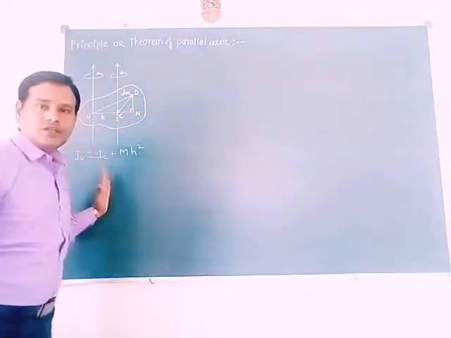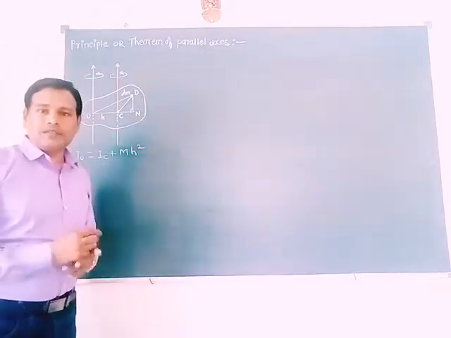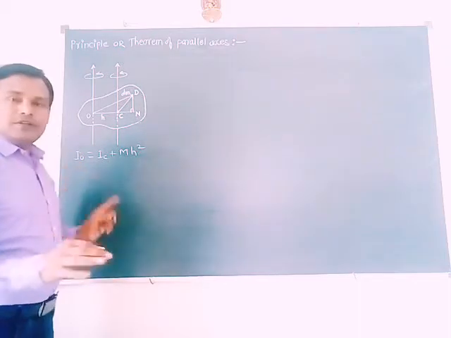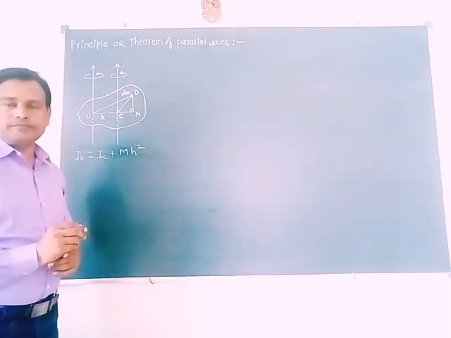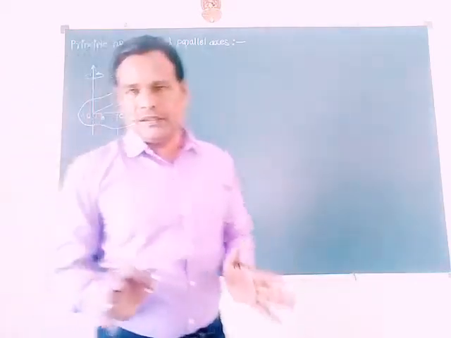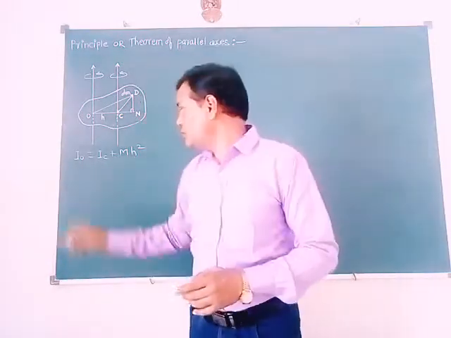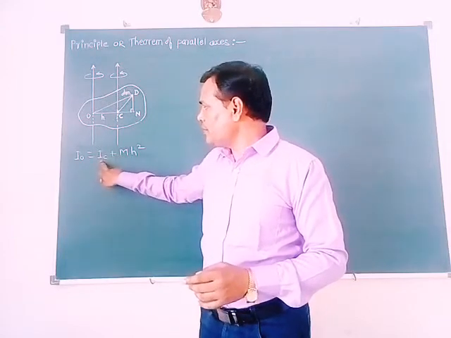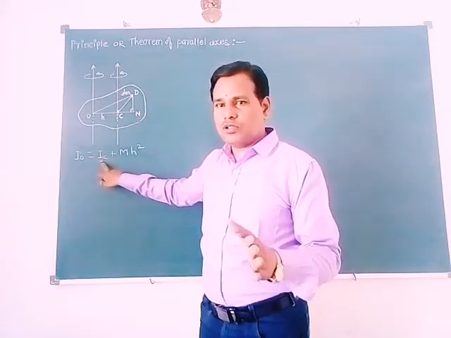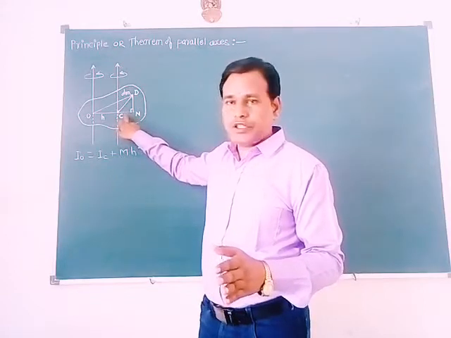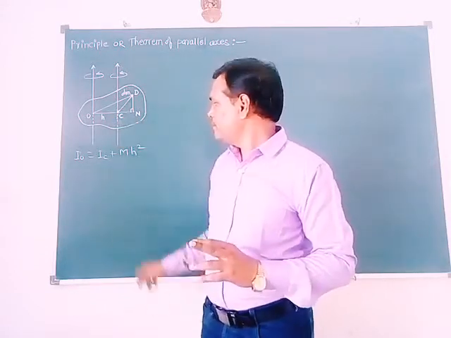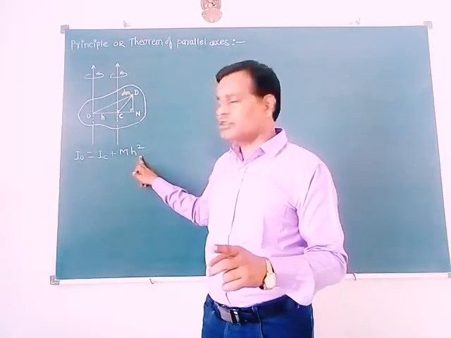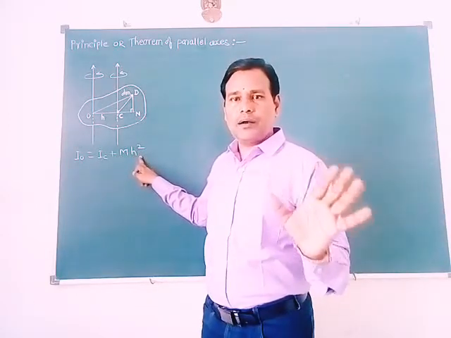How can we state the principle of parallel axis or theorem of parallel axis? The moment of inertia of any body about any axis is equal to the sum of its moment of inertia about the axis passing through the center of mass and the product of the mass of the body and the square of the distance between the two parallel axes.